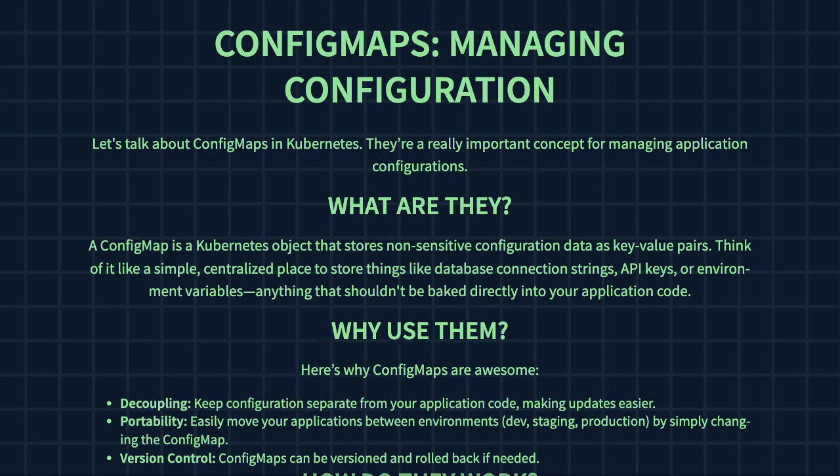This makes updating those settings much easier because you don't have to rebuild and redeploy your application every time. It also helps with portability, so moving your app between environments becomes simple. Config maps are really valuable for keeping your deployments flexible and manageable.